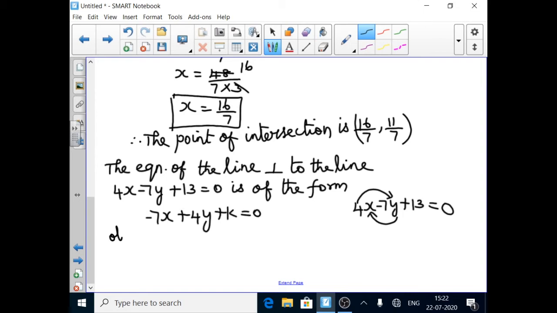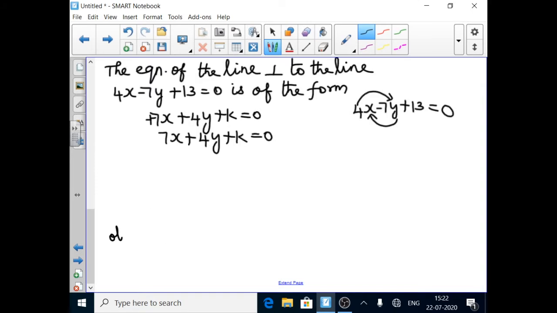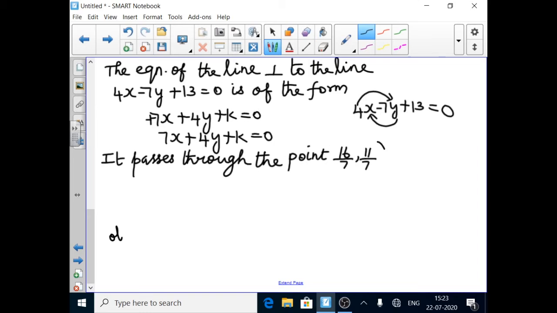You have to change the sign of any one of the coefficients. I take it for x. So it will become 7x plus 4y plus k equal to 0. It passes through the point 16 by 7 comma 11 by 7. Substitute.